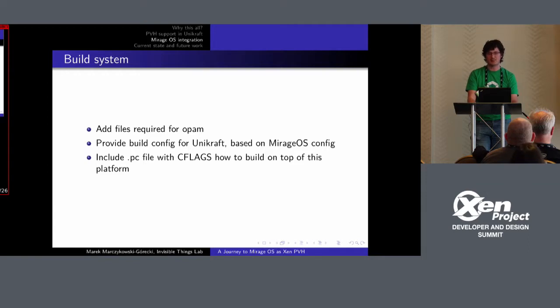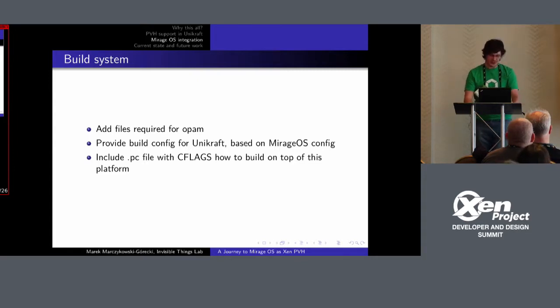So we ended up building Unikraft as one component, building Unikraft in Mirage OS, not the other way around, which means we needed to provide the Unikraft configuration somewhere. Right now, there is one commit that simply puts that in the Unikraft repository, which is a very ugly thing to do. We need to fix that.